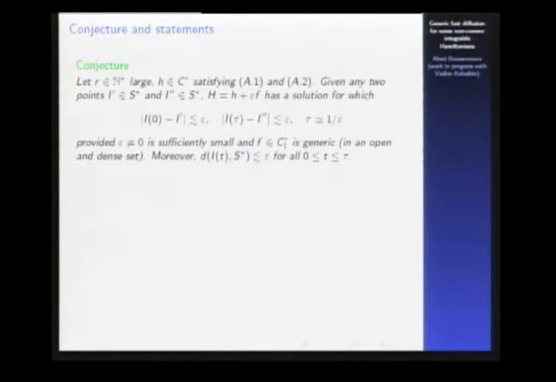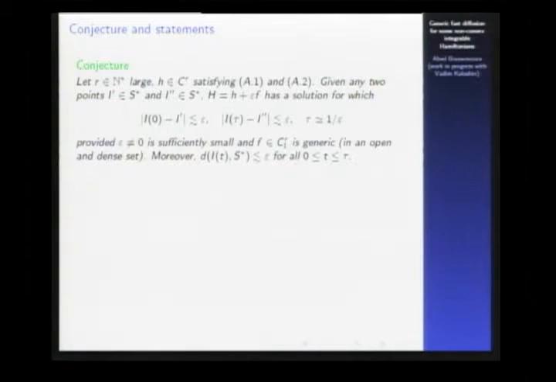So now, what I said is it's still in progress because we have a conjecture. We cannot prove it in full generality. I will say what we can prove, which is the simplest case at the moment. But let me state the conjecture in this case. You take R sufficiently large. You take H of class C^R, for R not so small, but of course it can be analytic, whatever, satisfying these two assumptions, A1 and A2.